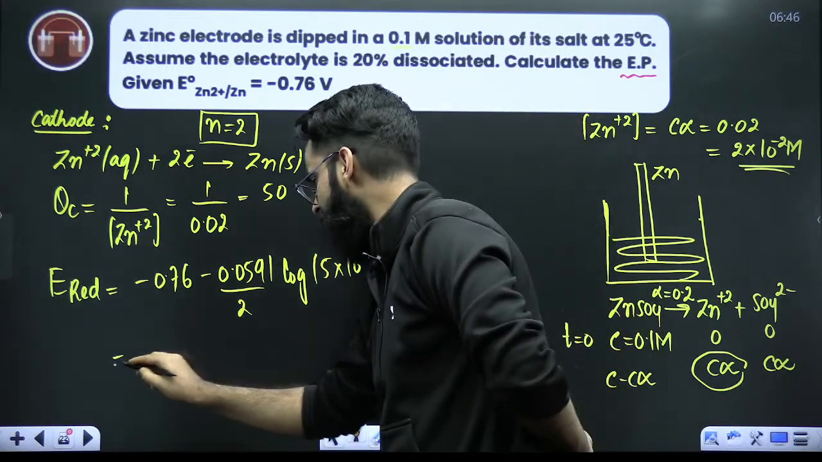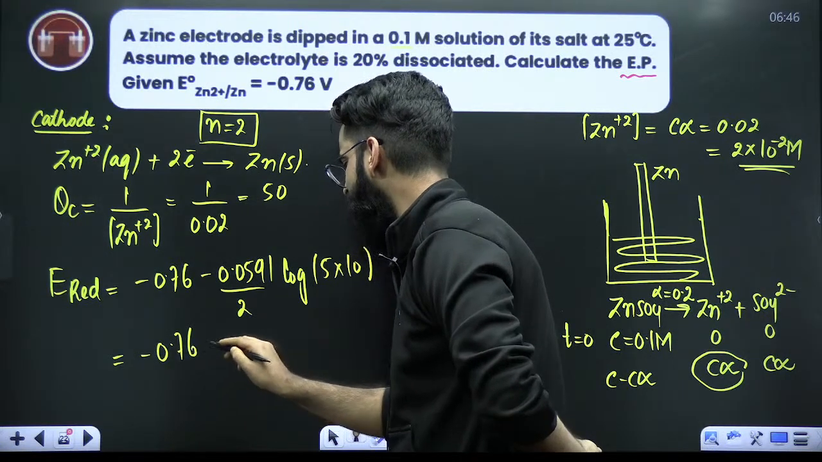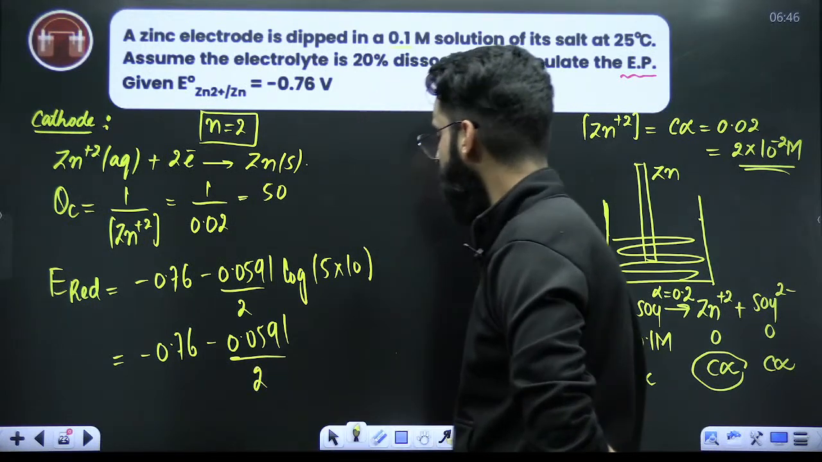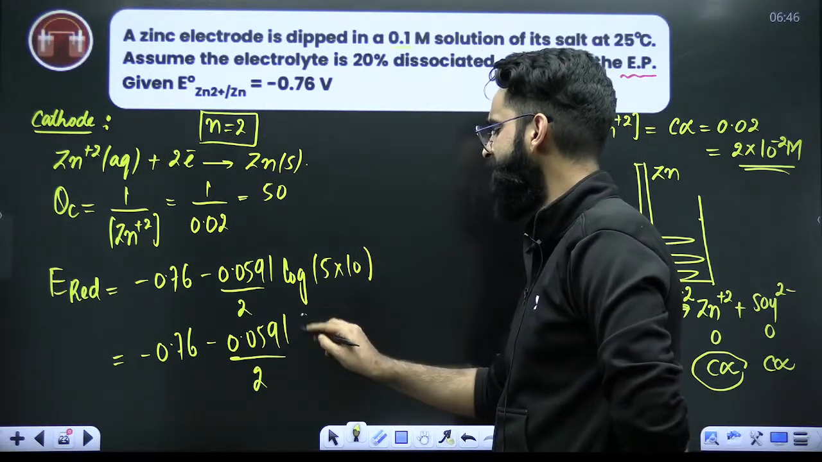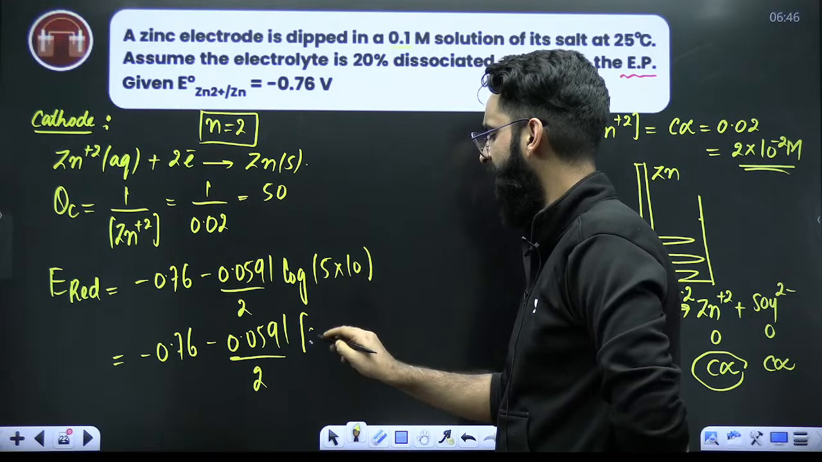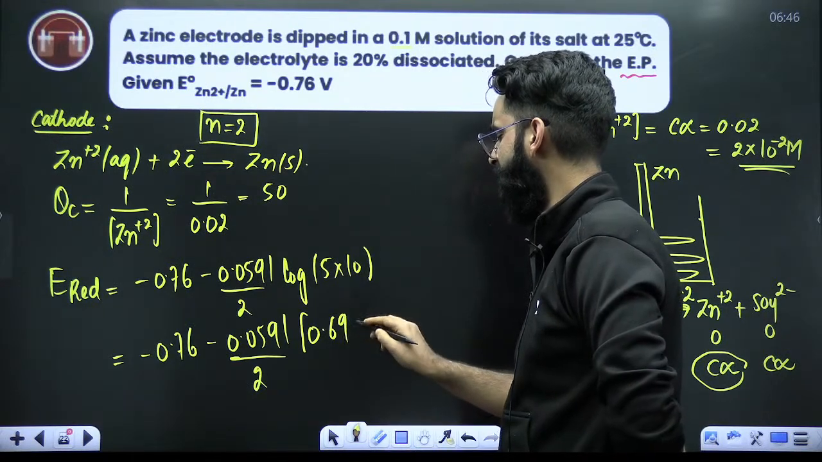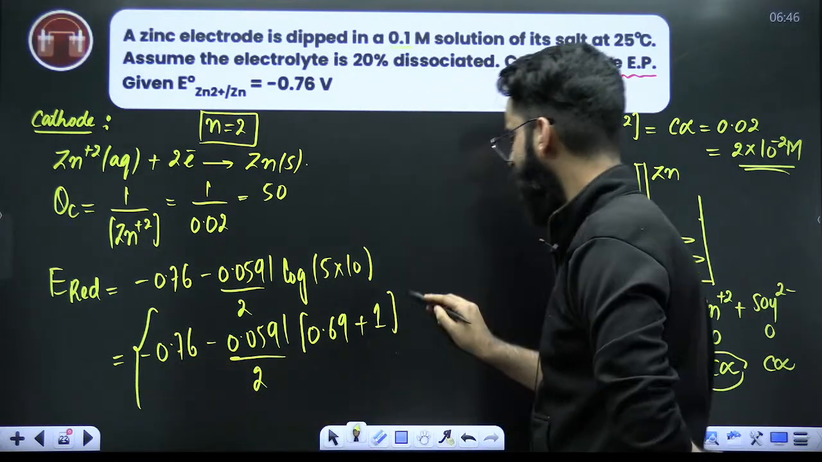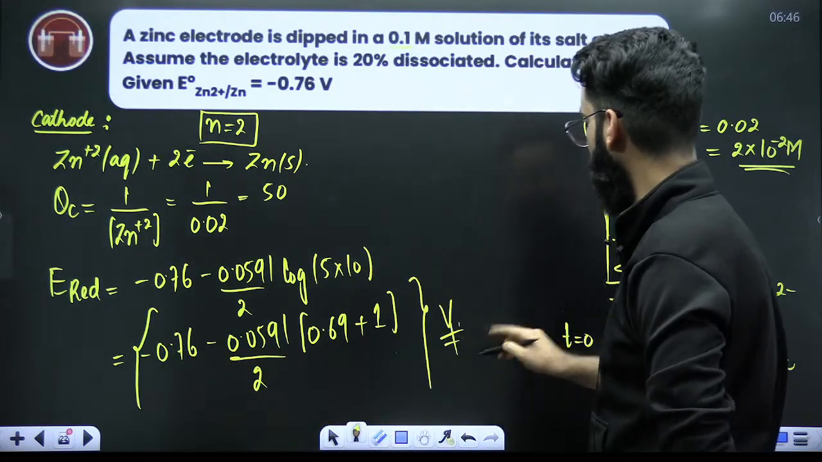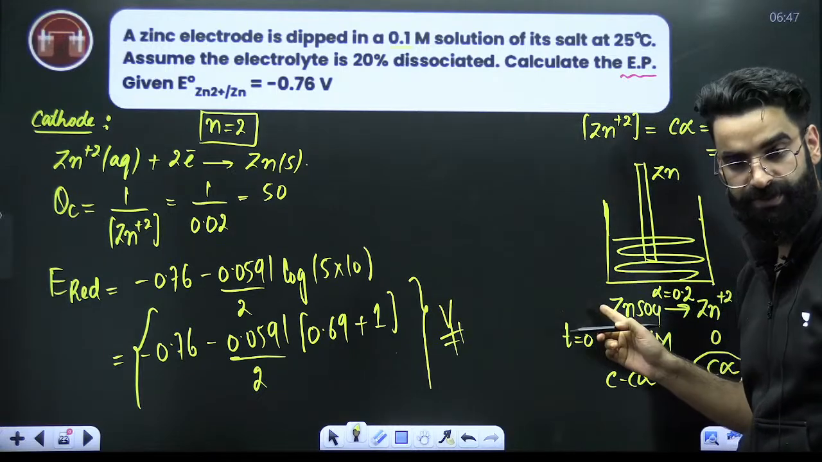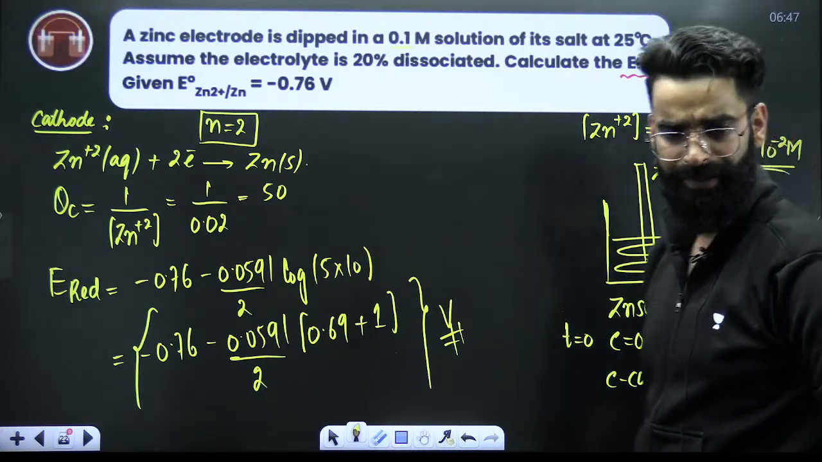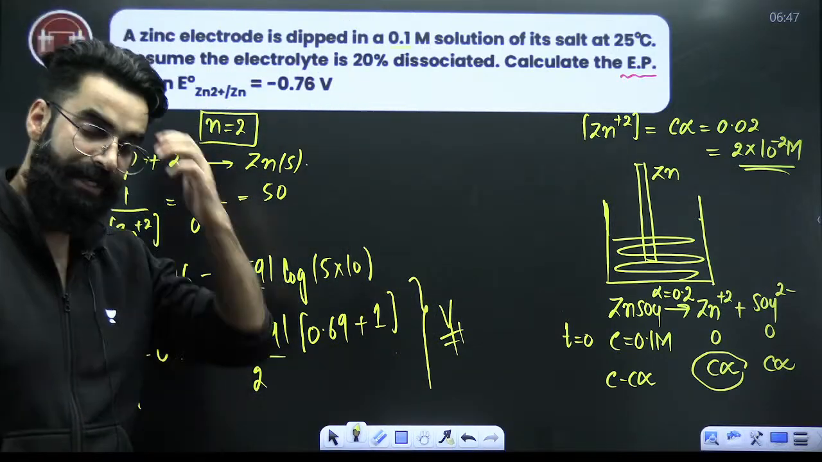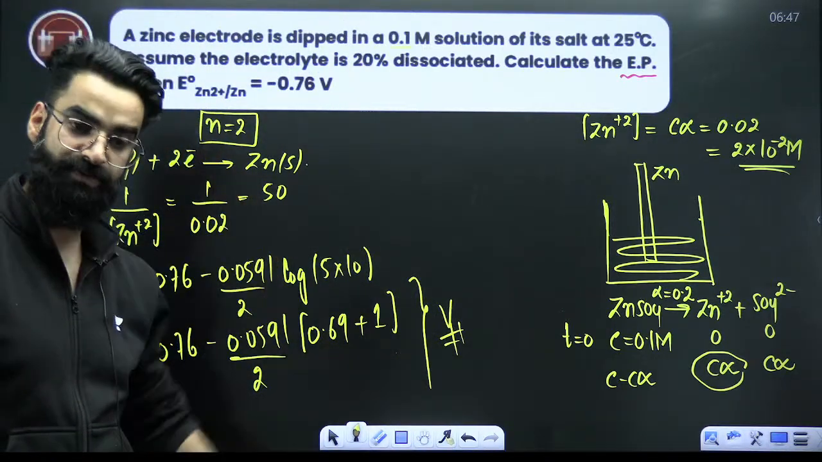Okay. So now it's just a matter of calculation. I'm just breaking it a bit, then the calculation part you will do on your own. So this 0.0591 divided by 2. Log of M into N is log of M plus log of N. Log of 5 is 0.69 plus log of 10 is 1, right? Just do this calculation and get the value of the reduction potential of this particular half cell in volts, right? Is this clear? Is this particular question clear to you? Will you be able to solve this sort of a question as well?